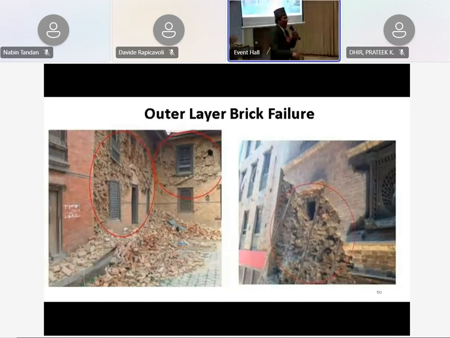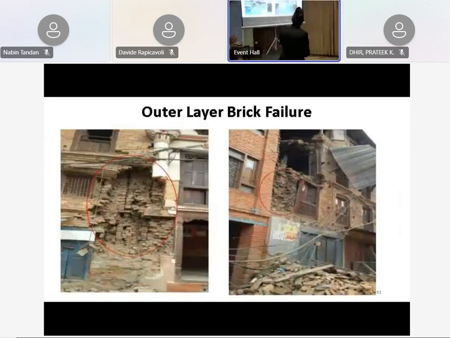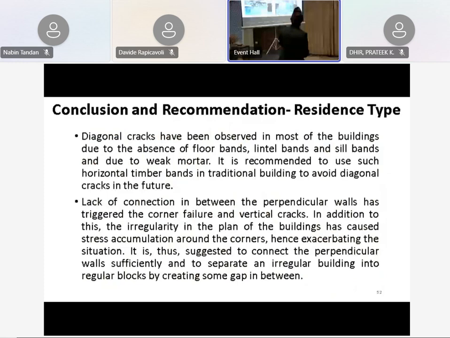And next, please. We can see here it is the outer layer only that has fallen, because there is no connection between the inner and outer layer. Next, please. And mainly this is the conclusion and recommendation, mainly for the residential style. Diagonal cracks have been observed in most of the buildings due to the absence of hole bands, lintel bands, and sill bands, and a lack of connection between the perpendicular walls, and because of it, it fails.